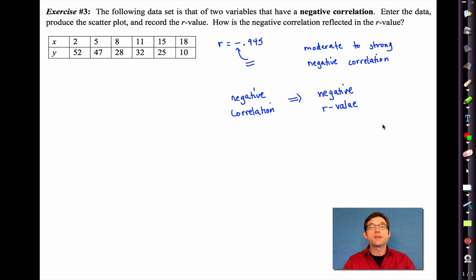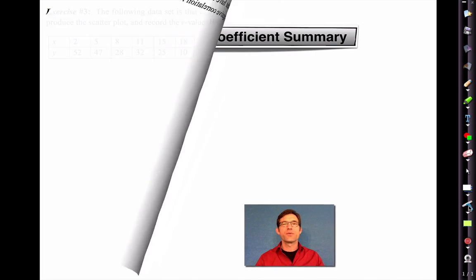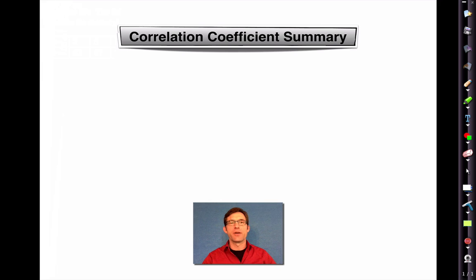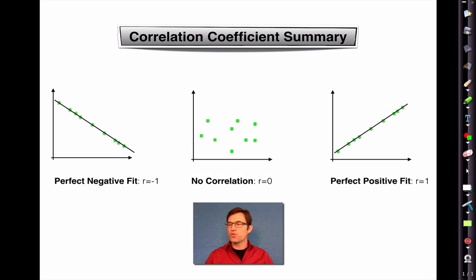So what's really cool is we can summarize this now very, very easily, what the R value tells us. I'm going to clear this out, so write down anything you need to. All right, it's gone. So let's summarize it, right? Correlation coefficient summary. It's pretty simple because on one end of the spectrum, you get a perfect positive fit, and R is equal to 1. On the other end of the spectrum, you get a perfect negative fit, and R is equal to negative 1. Right in between the two, you get just no correlation at all, and R is equal to 0. Everything else is in between, all right?